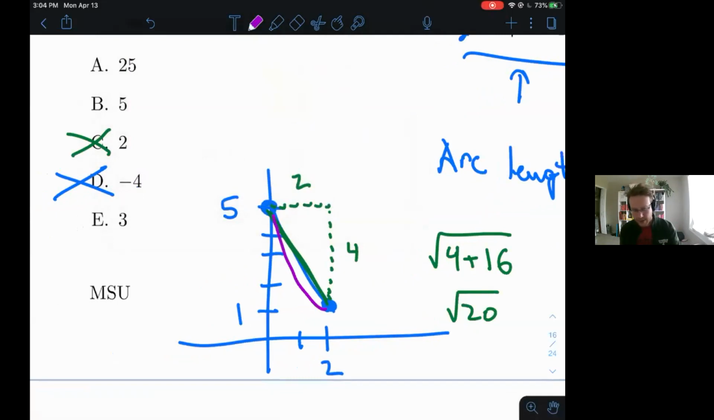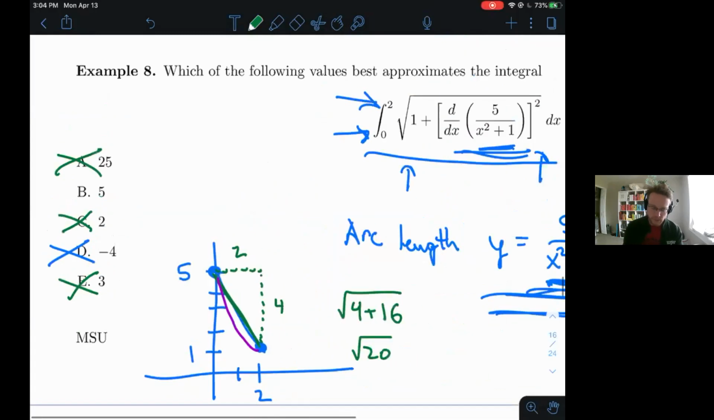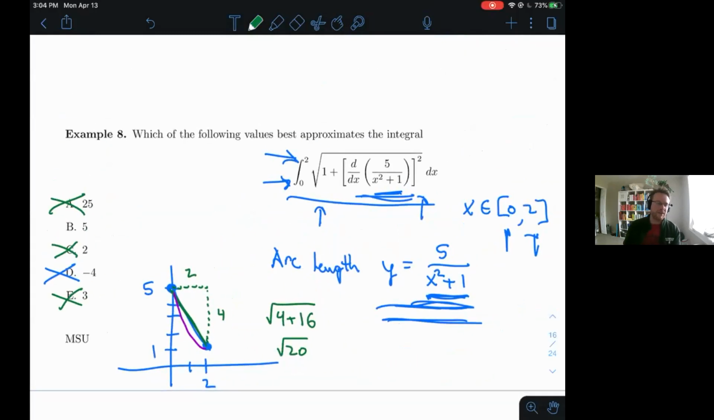Likewise, 3 is not reasonable, because 3 is also too small. I know it's bigger than the square root of 20. And so we have the options between 5 and 25 remaining. The square root of 25 would be 5, which is a little bit bigger than the square root of 20. 25 seems way out there. That would have to be a huge, wiggly curve or something like this. And so the correct answer is going to be 5. There's not that much craziness to this function. It's going to be pretty close to a straight line, but it is a little bit longer than that. So yes, 5 will be the best approximation for this.